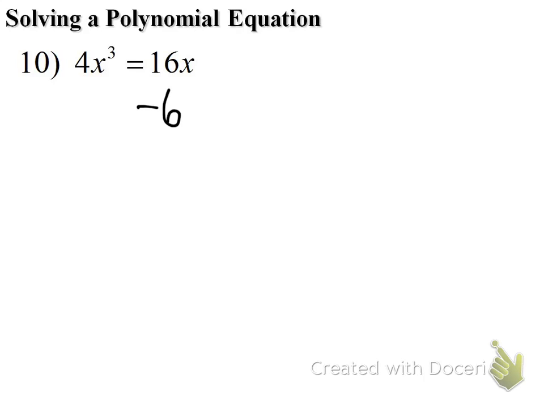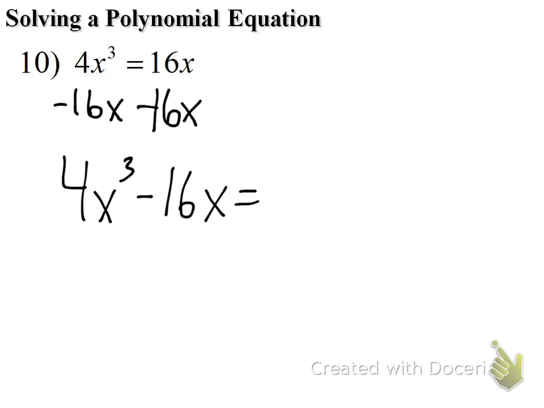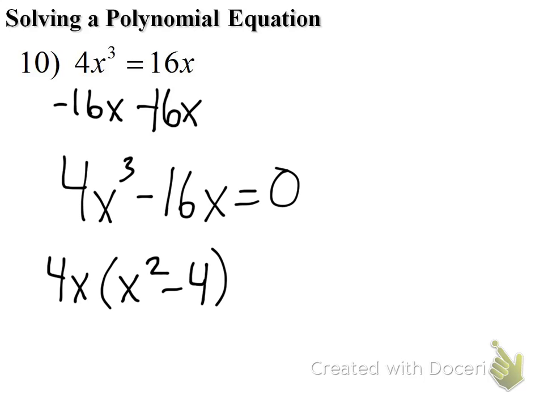Yeah, we want to get everything to one side. So we're going to subtract 16x. So I have 4x to the third minus 16x equals 0. Yeah, we can take out a 4x. That leaves me with x squared minus 4. Anything else we can do? This is a difference of two squares. So we want to do that before we set everything equal to 0.